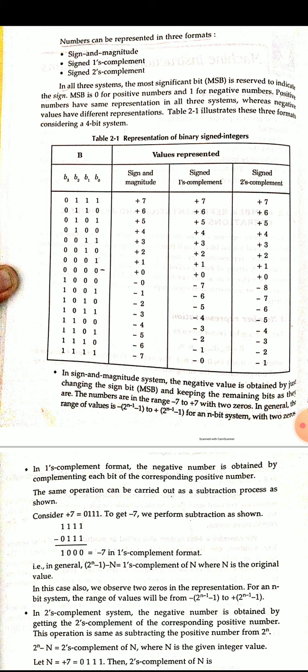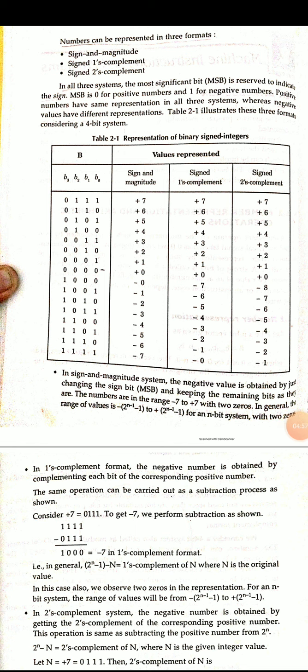The table below shows the representation of binary signed integers, the positive and negative values. Positive numbers have 0 in the sign bit and negative numbers have 1. Positive numbers are represented the same in all three formats, sign and magnitude, ones complement and twos complement, while negative values have different representations in each format.